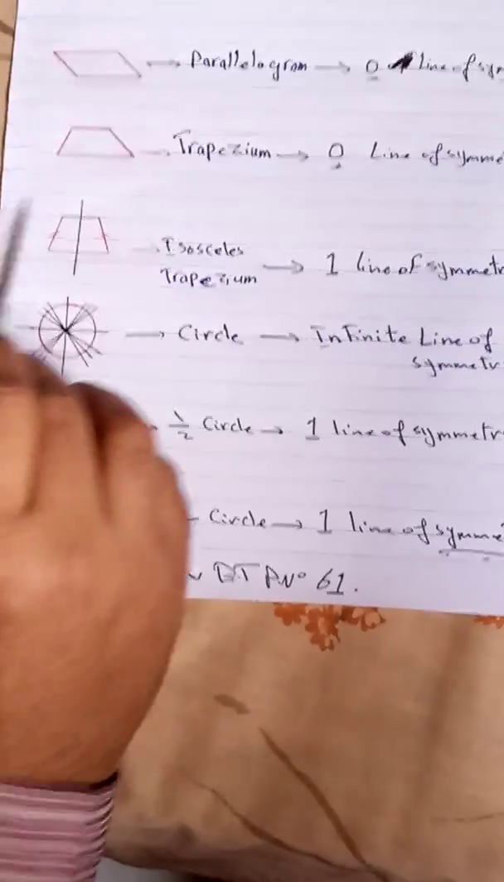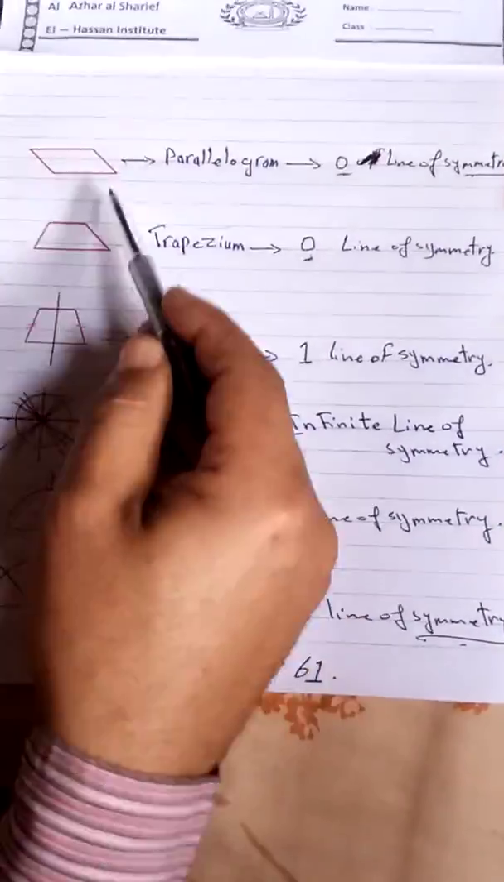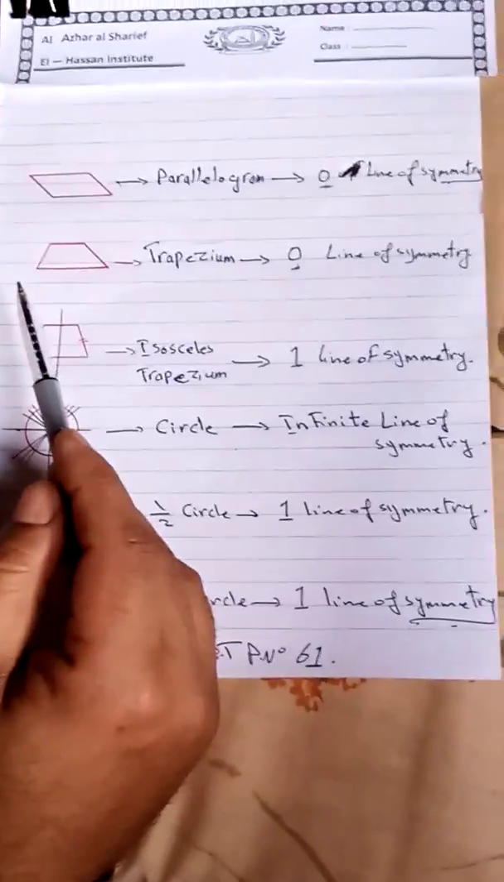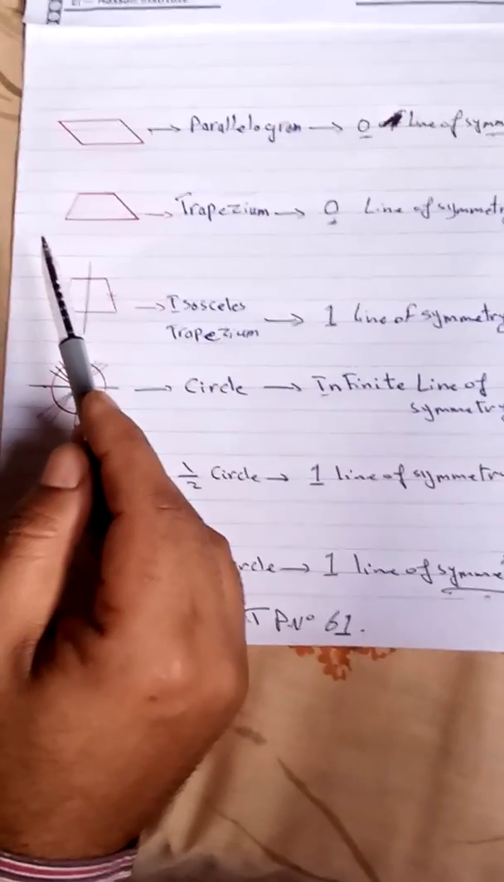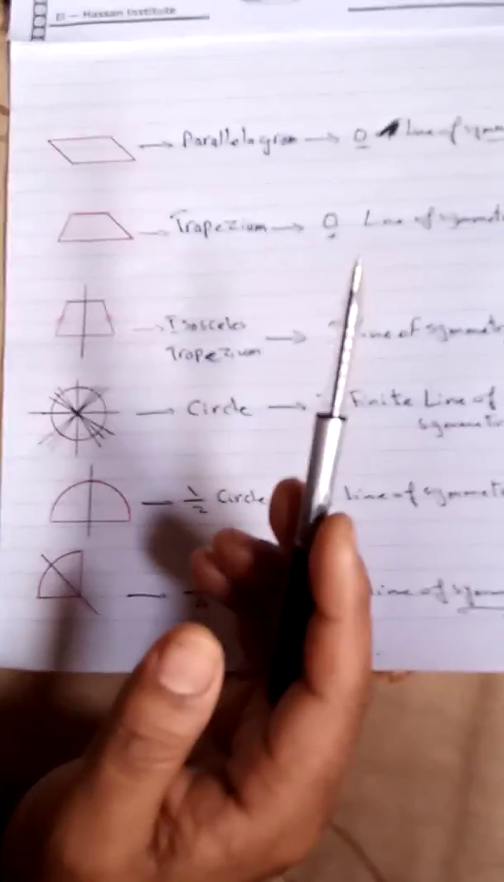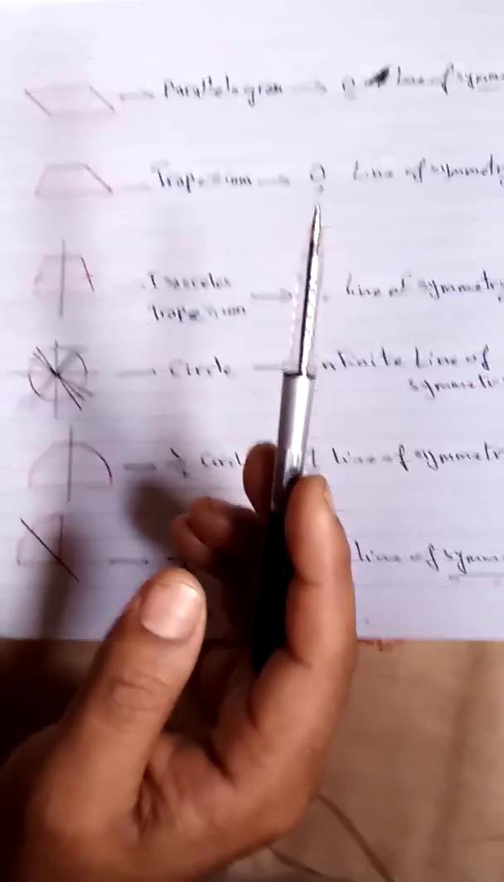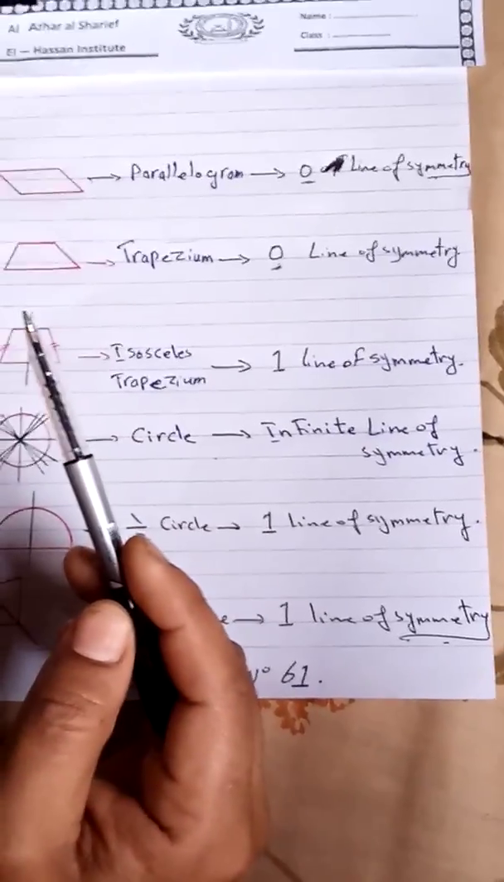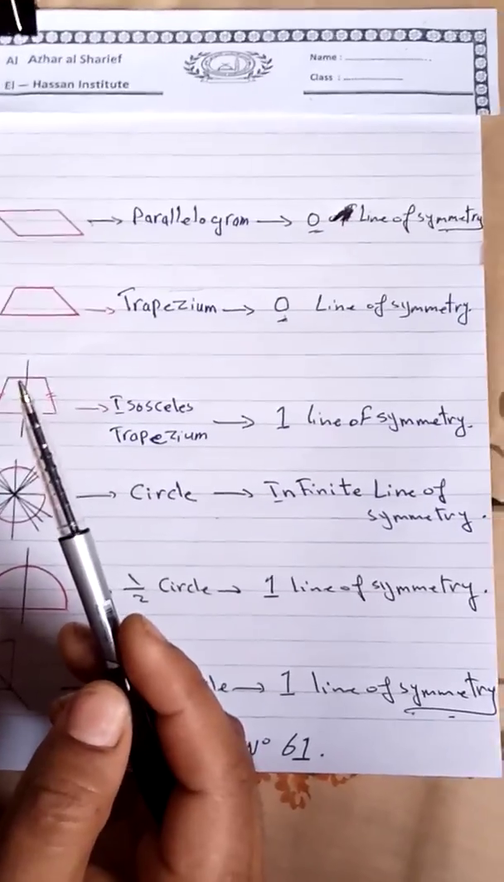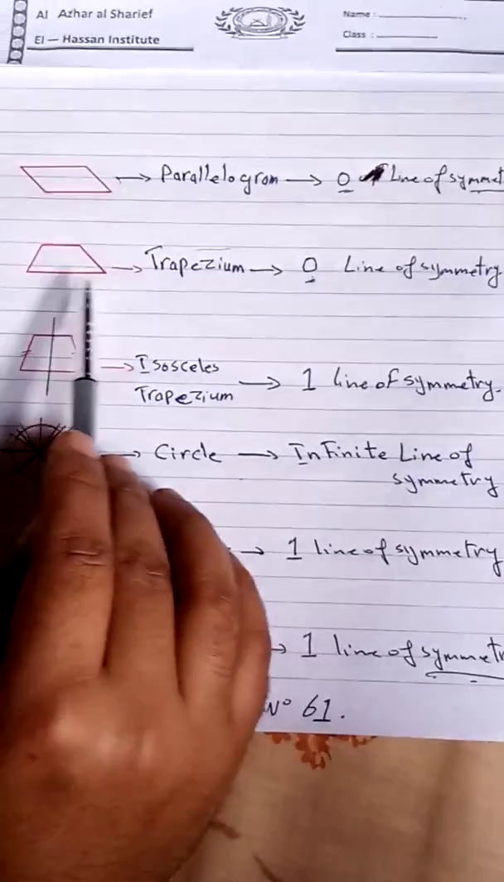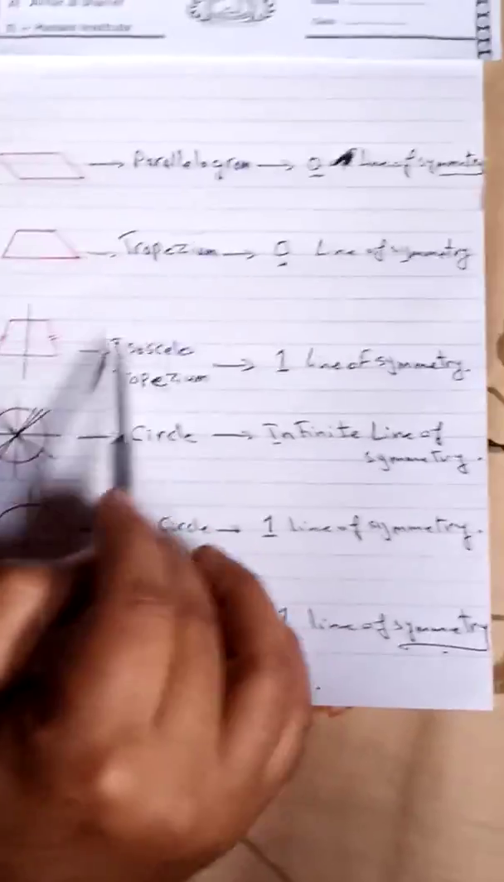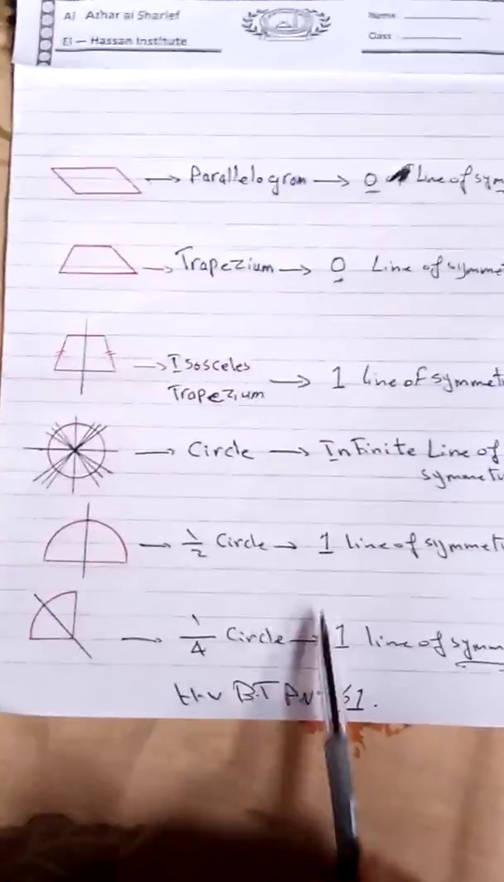Okay, I want you to memorize all these figures. Repeat after me: square 4, rectangle 2, rhombus 2, equilateral triangle 3, isosceles triangle 1, very good primary 4. The scalene triangle 0, very good. Parallelogram 0. Trapezium 0. Isosceles trapezium 1 line. Circle, infinite lines of symmetry. Half circle and quarter circle, just 1 line of symmetry.